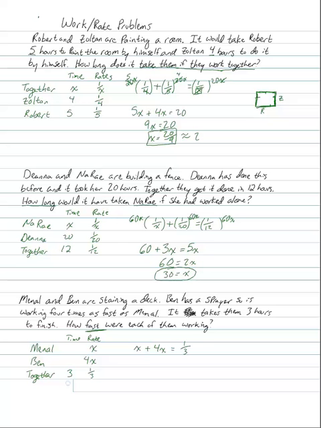Okay, 5X equals 1 over 3, so X equals 1 over 15. So the rate that Meenal is working is 1 over 15. She's going to get 1/15 done every 1 hour. Sorry about that. Okay, so then Ben is going to be working 4X, so 4 times that, so 4 over 15. So he'll get 4/15 done every 1 hour. So hopefully that made kind of sense. Good luck.